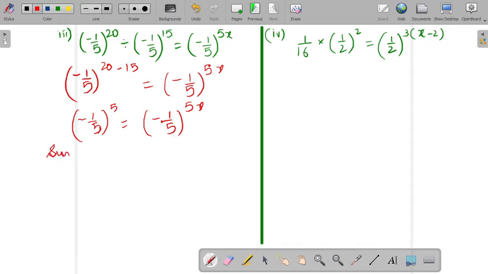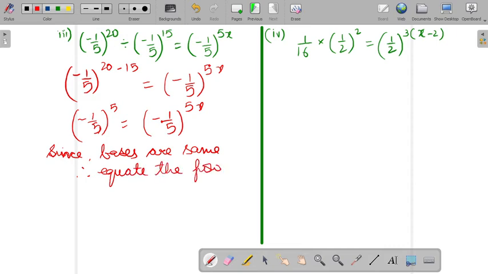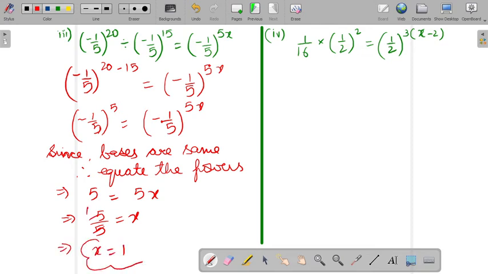Since bases are same, so we can equate the power. Therefore, equate the powers. So this implies equate the power of 5 equal 5x. So what should be the value of x? 5 upon 5 equal x. Cancel it. So it means that x equal 1 as an answer.